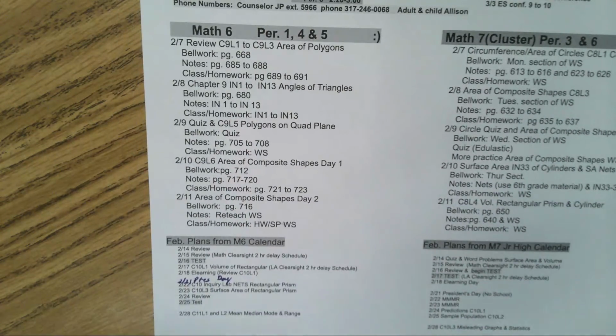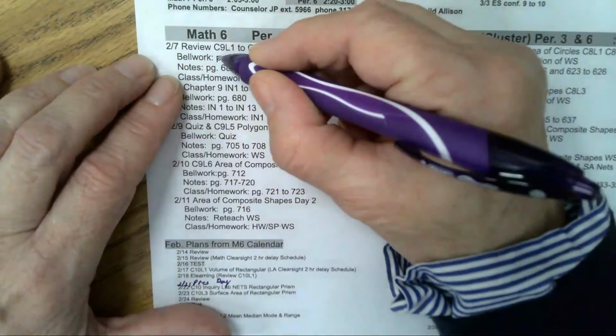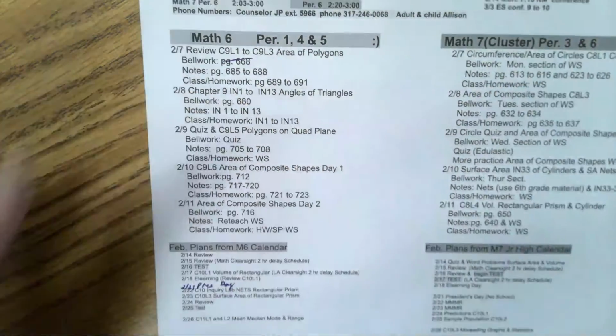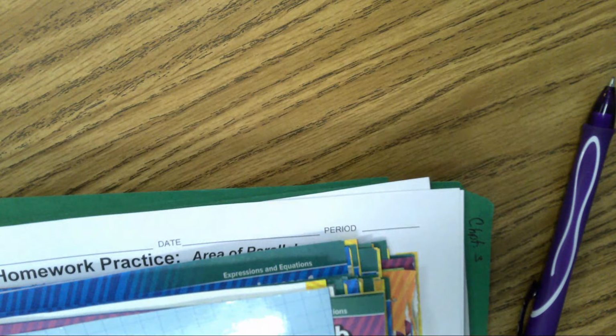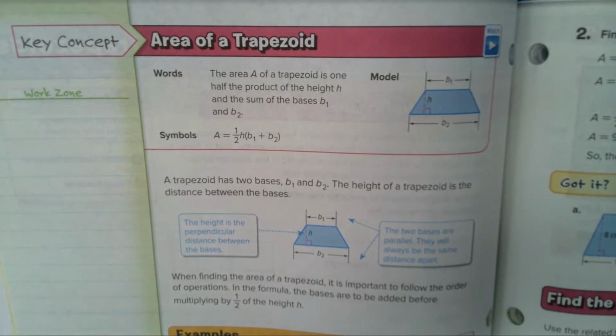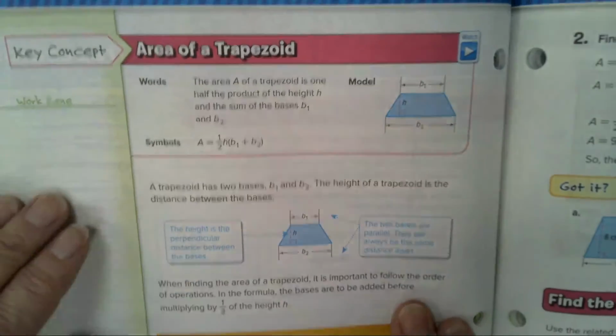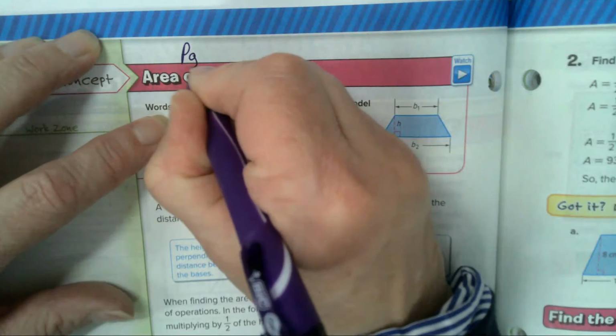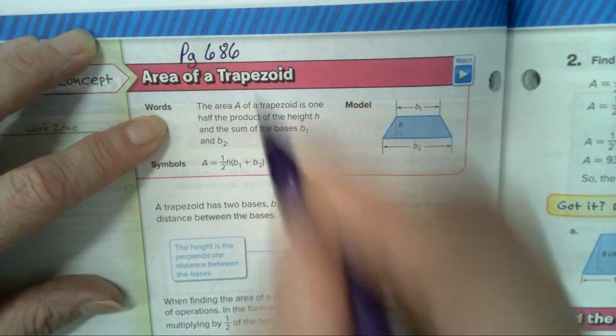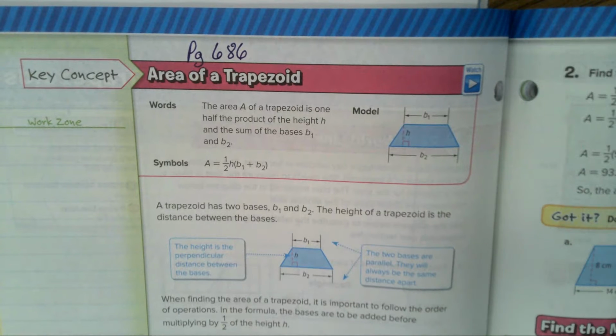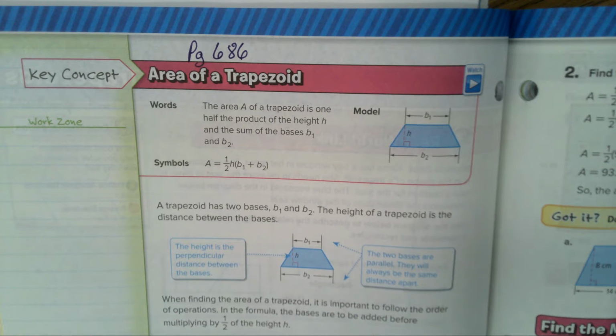Okay, so now the bell work was a worksheet. We're going to go to page 689 and 691 in your math book. So let's go to those pages in your math book. Page 691. All right, so we're going to go to page 686. 686 in your math book. And we're going to just talk about trapezoids. We did this last week, but let's go over it again.